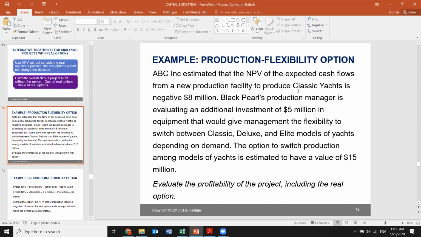And of course, it will depend on future demand. If there is demand, then we will switch. If there is no demand, there will be no need to switch. So this option to switch production among the models of yachts is estimated to have a value of 50 million. Now we are asked to evaluate the profitability of the project, including the real option.